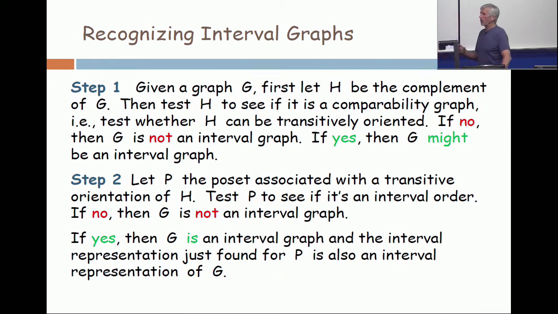Now, you simply turn on the algorithm that we just learned to test whether or not the poset is an interval order. If no, then the graph is not an interval graph. If yes, it is. And you just found the interval representation. So it's piecing two algorithms together. That's how we settle.